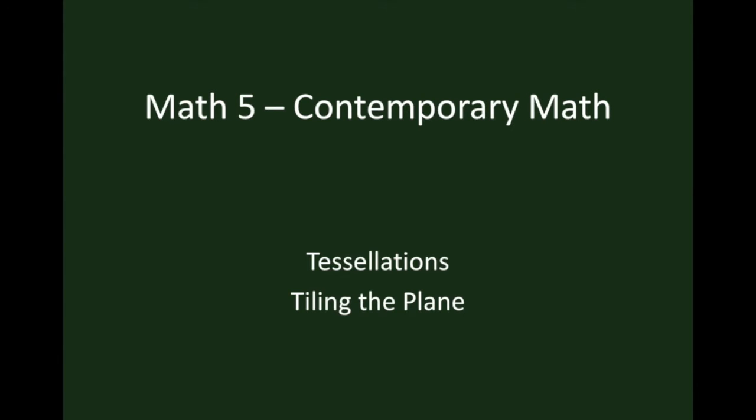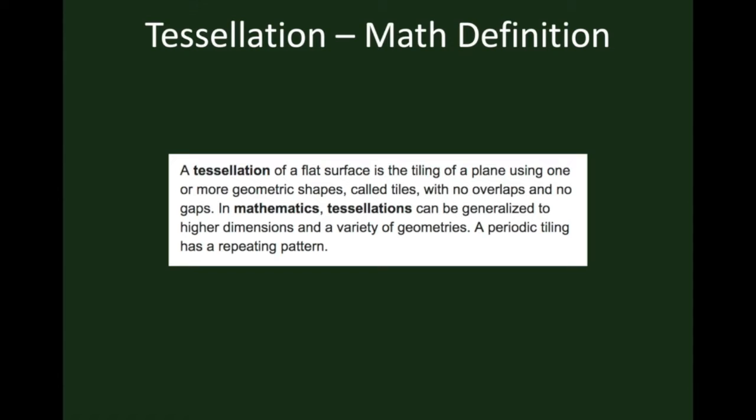In this video, we will be talking about tessellations, which are also known as tiling of the plane or tilings of the plane. Here's the math definition. A tessellation of a flat surface is the tiling of a plane using one or more geometric shapes called tiles, with no overlaps and no gaps. In mathematics, tessellations can be generalized to higher dimensions and a variety of geometries. A periodic tiling has a repeating pattern.